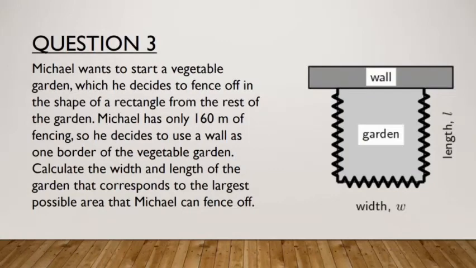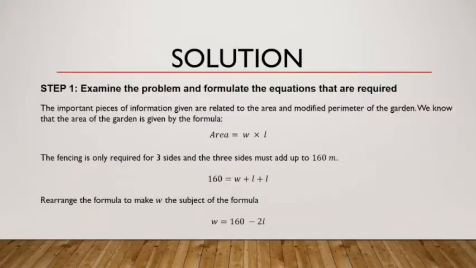The third question is, Michael wants to start a vegetable garden, which he decides to fence off in the shape of a rectangle from the rest of the garden. Michael has only 160 meters of fencing, so he decides to use a wall as one border of the vegetable garden. Calculate the width and length of the garden that corresponds to the largest possible area that Michael can fence off. These are the solutions for the question.